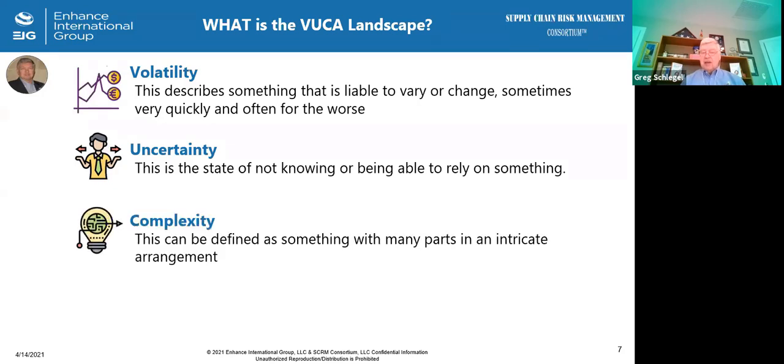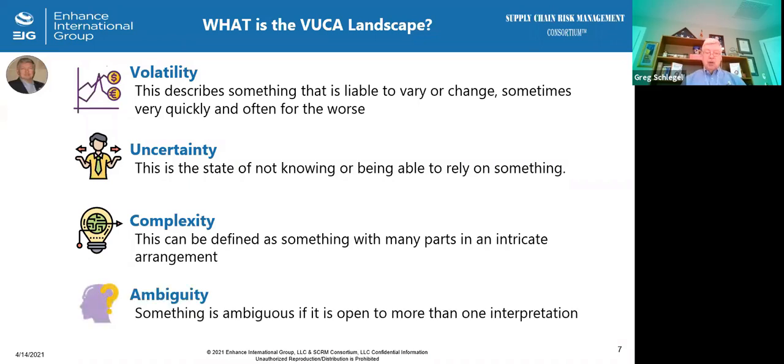Next, complexity. This can be defined as something with many, many parts in an intricate arrangement. And this, folks, is our global supply chains. We know they're complex. And the last element, ambiguity. Something that is ambiguous has more than one interpretation. You could take all the elements we just described above, and this is our VUCA world. So with that as a backdrop, I'll pass it back over to Jim.